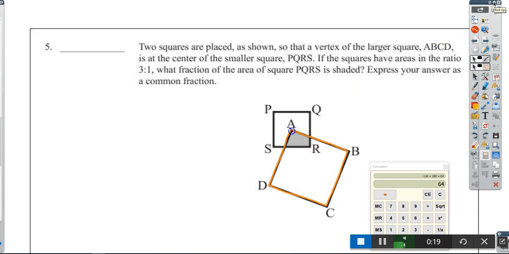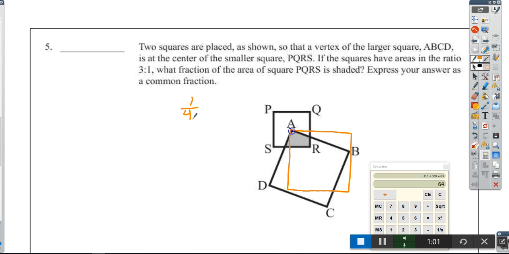All right, so this problem is one of those problems where you think, you gotta be kidding me. But here's what I did. I took this square and traced it, and we know that vertex A is at the center of the circle, square PQRS. Then I rotated the square so that this line was parallel with this line, and lo and behold, it's 1/4. So therefore, the answer is 1/4.